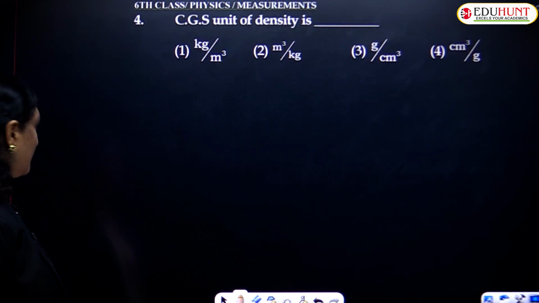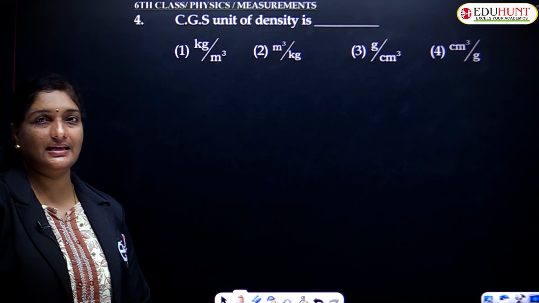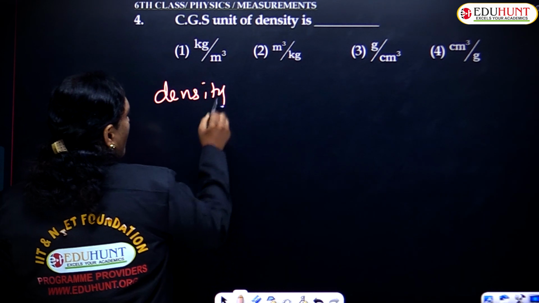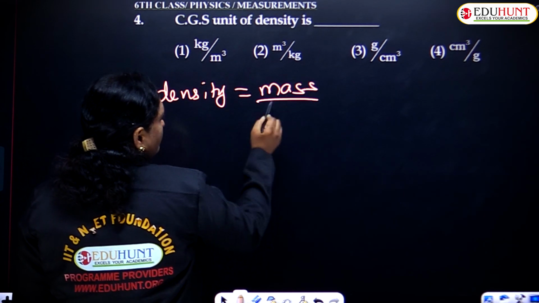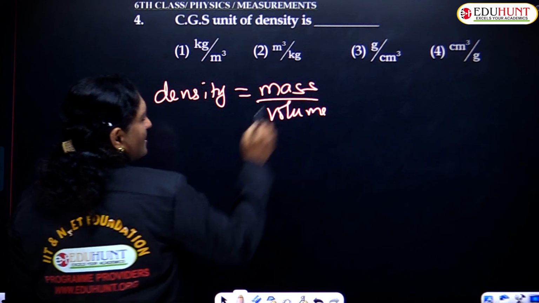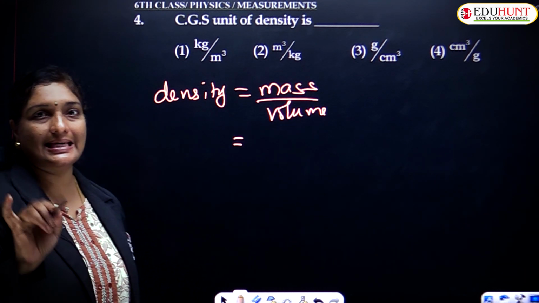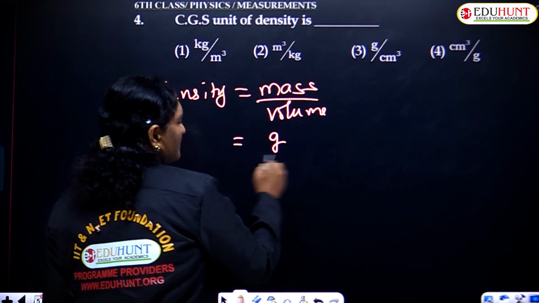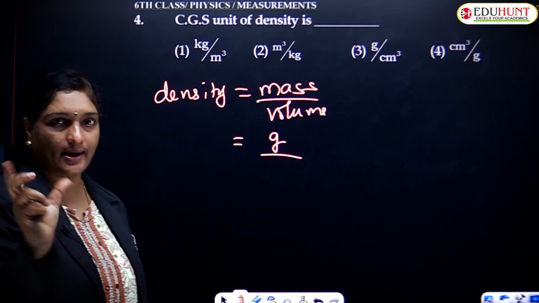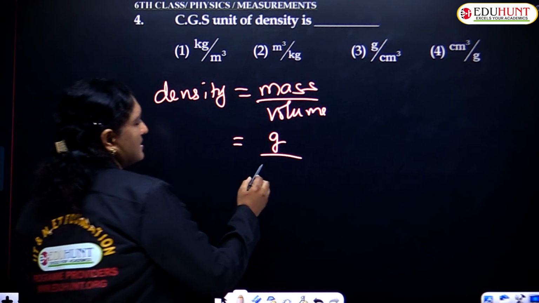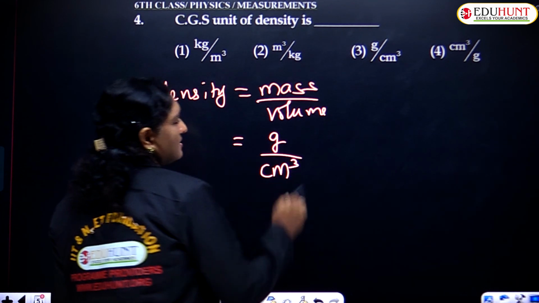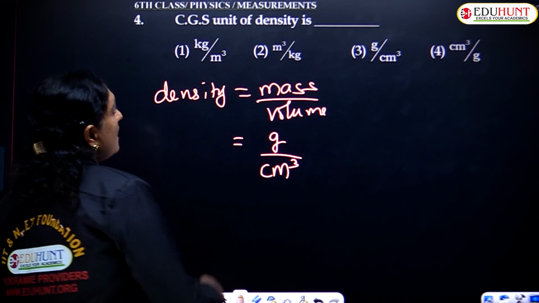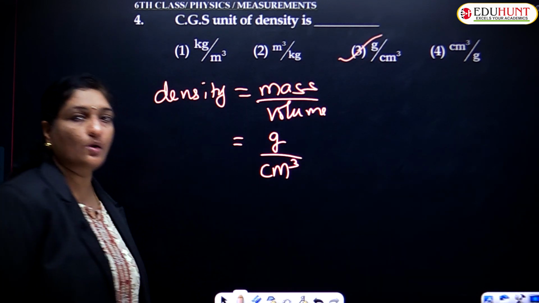Okay. Next. CGS unit of density is dash. What is the formula for density? Density equals mass by volume. What is the CGS unit of mass, children? Mass is measured in CGS, grams, centimeter, gram, second. So mass is measured in grams, whereas volume means length into breadth into height, or whatever the volume of a given object is, nothing but centimeter into centimeter into centimeter, that is centimeter cube. Hence the CGS unit of density is gram per centimeter cube. Okay children. Next.